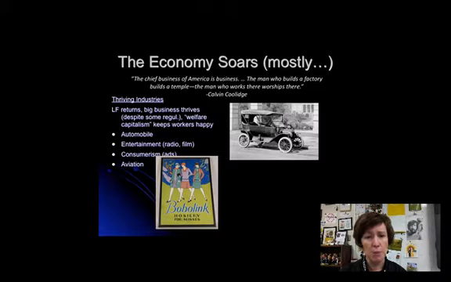So the economy soars, mostly. As we're coming out of the aughts, the zeros and the teens, we have this kind of prosperity that people are seeing in the United States as a result of our experience in World War I. We have big businesses that thrive, as it says on the slide right here. We have the invention of the automobile, and the development of it, so it's more affordable.